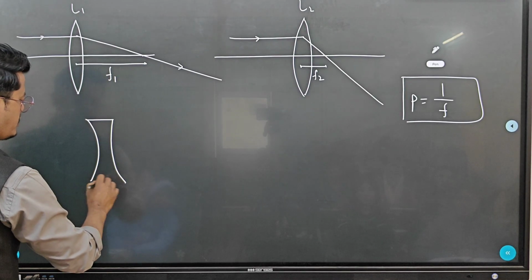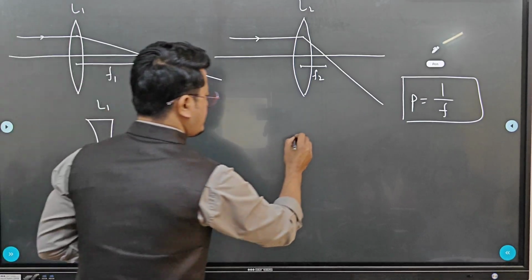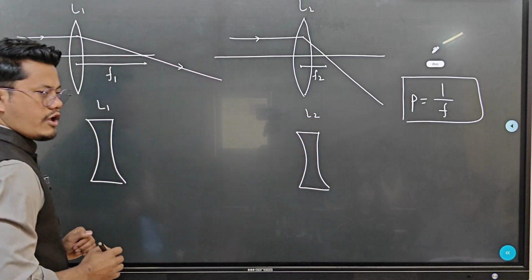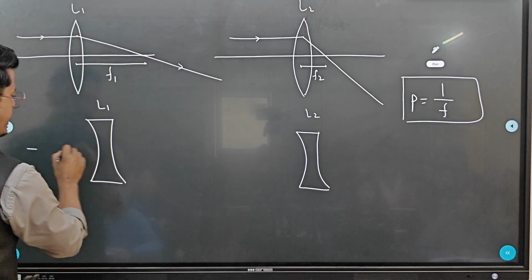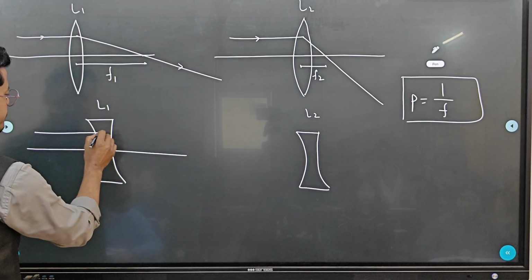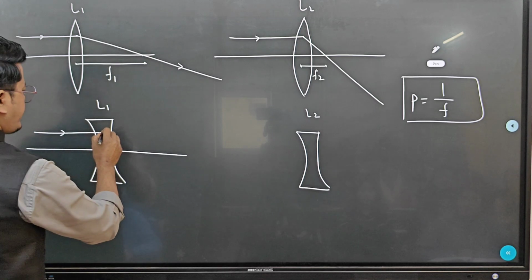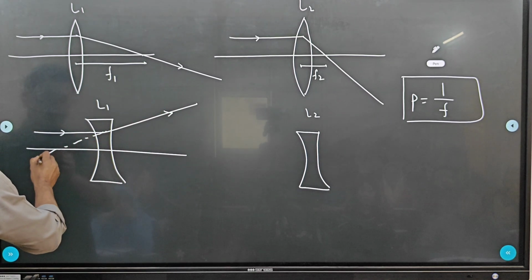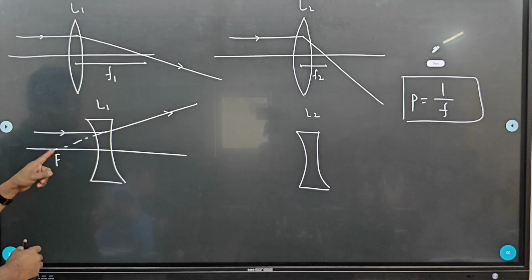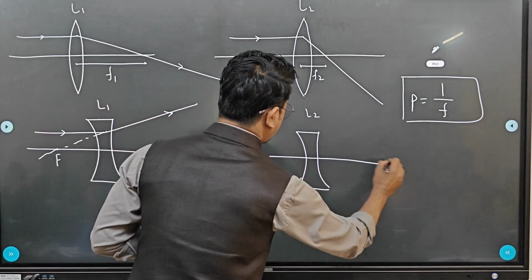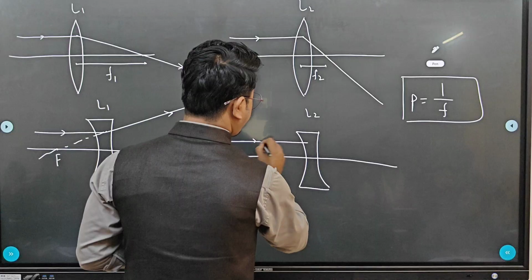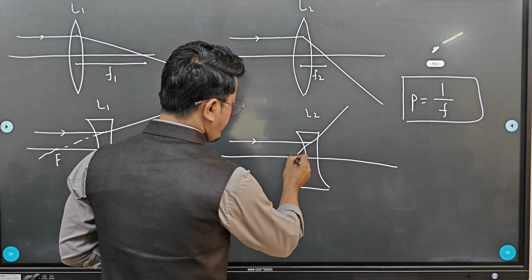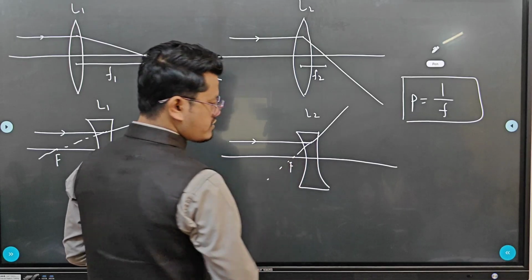Let me assume it to be concave lens L1. And let me assume another concave lens L2. In case of L1, let me assume that a ray of light goes like this, and it is diverging in this way. If it diverges in this way, and if I just stretch the line, then the focus will be here or not? And in this lens, if a ray of light passes like this, it diverges in this way. It means if I stretch the ray, I'll be getting focus here or not?